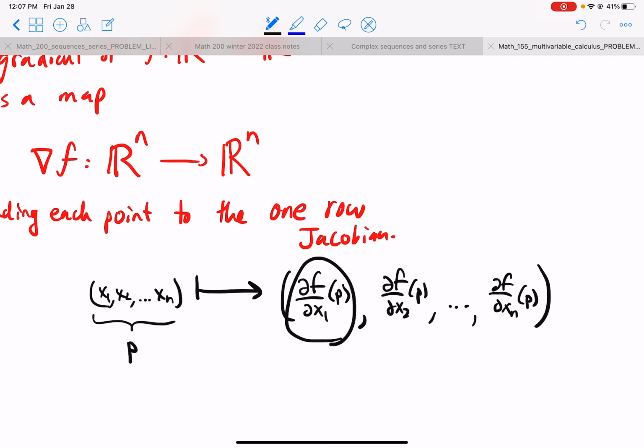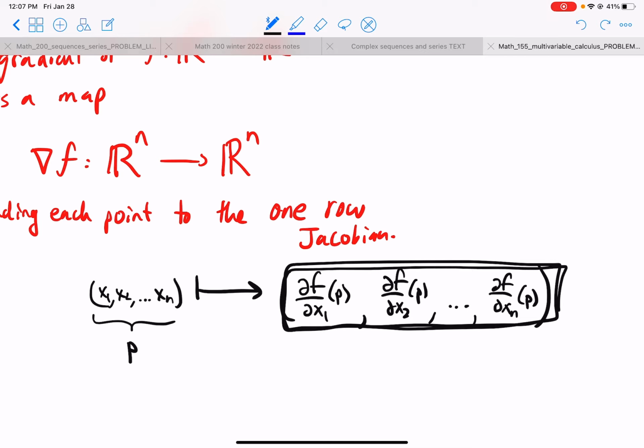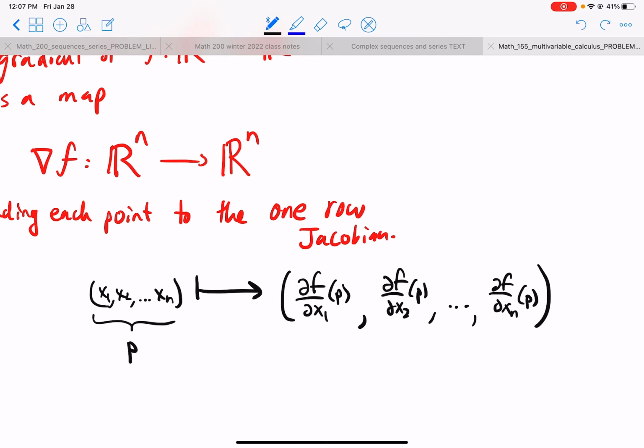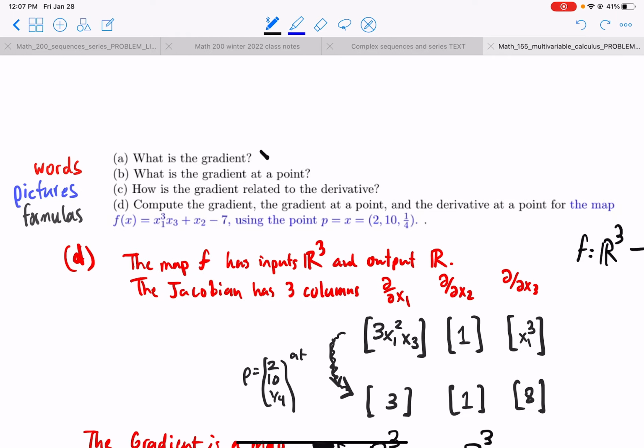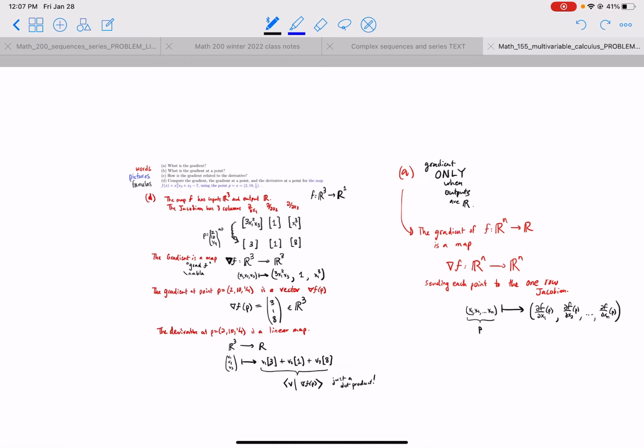Okay, that's just the first row of the Jacobian. This is the first column. It has one entry. The second column has one entry. The nth column has one entry, and you can view this as a one-row Jacobian. Each column is just one number. Okay, that's the gradient. That's part A. What is the gradient? It's a map. What is the gradient at a point? Well, we just plug into the map.